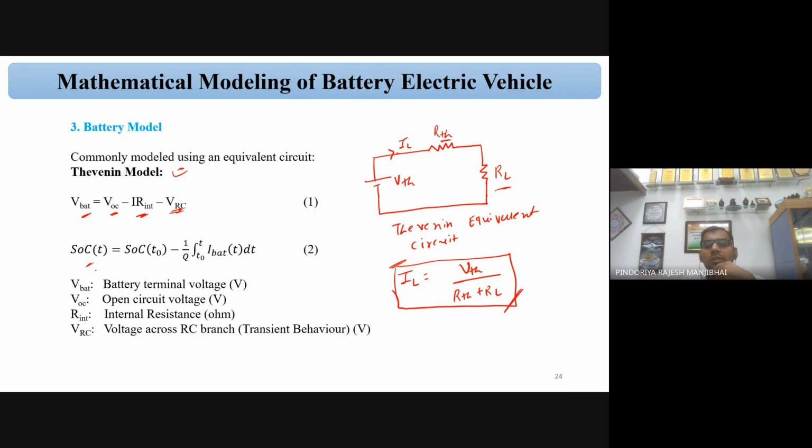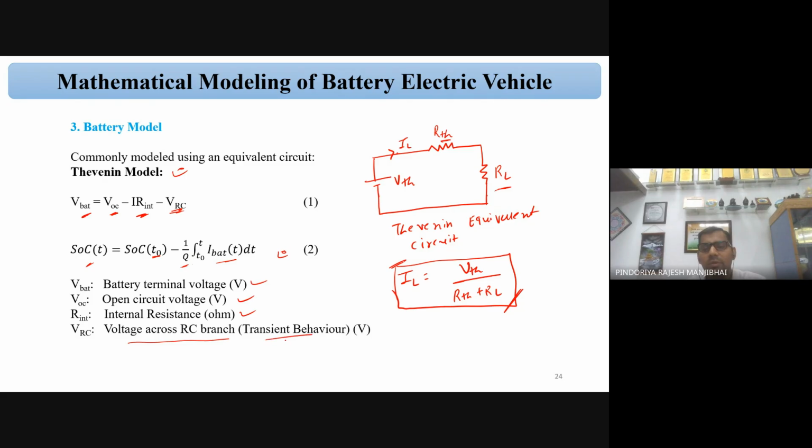And what about the SOC? That is the state of charge. SOC at initial time t naught, minus 1 upon Q, integrated from t naught to t of I battery dt. Okay, so there is the SOC. Here V battery is the battery voltage, VOC is the open circuit voltage, R internal is the internal resistor, and VRC is the voltage across the RC branch.